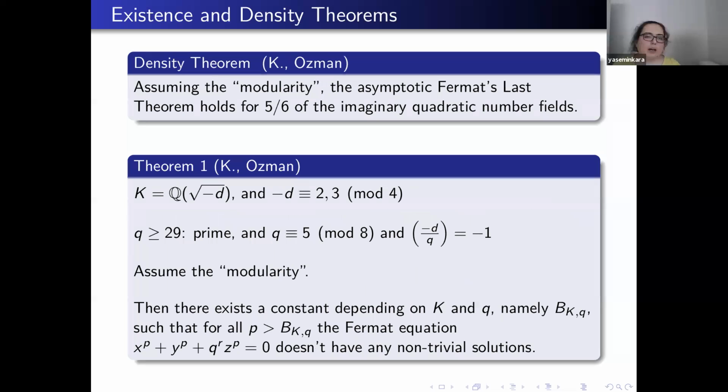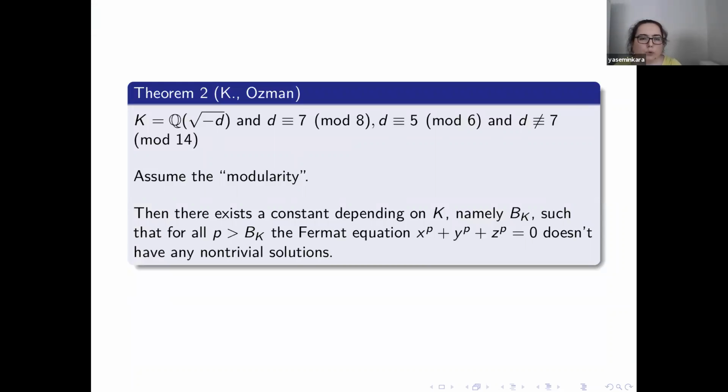And another theorem is, again, if you take imaginary quadratic fields with these conditions, then again the asymptotic Fermat conjecture holds for x to the p plus y to the p plus z to the p equals 0. Okay, any questions so far?